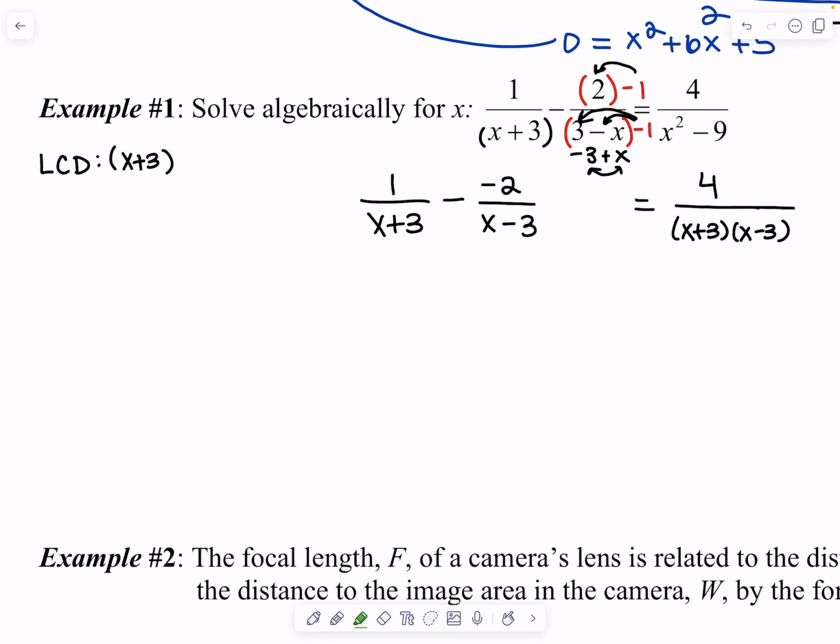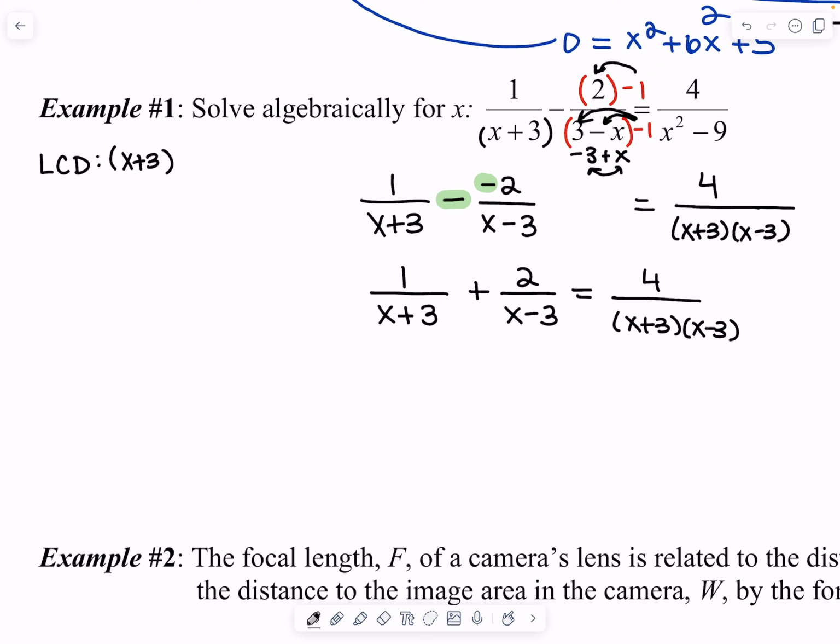Okay. We also have a double negative here with the -2. So I'm just going to rewrite this one more time just to really show you and also get this to look a little neater. We're subtracting a negative, so I'm just going to make that a plus. 2 over x minus 3 equals 4 over x plus 3, x minus 3. And now I can say that I only need 2 factors in my LCD, x plus 3 and x minus 3.